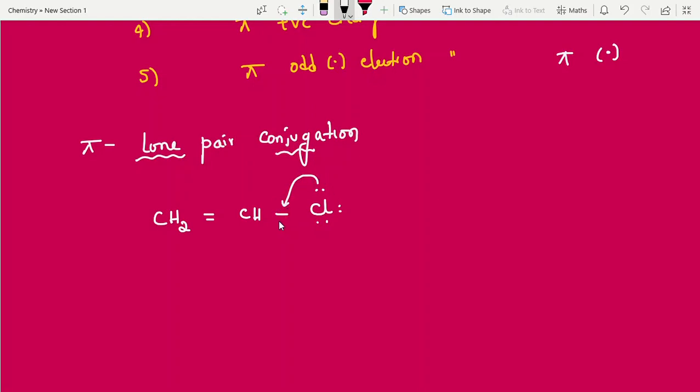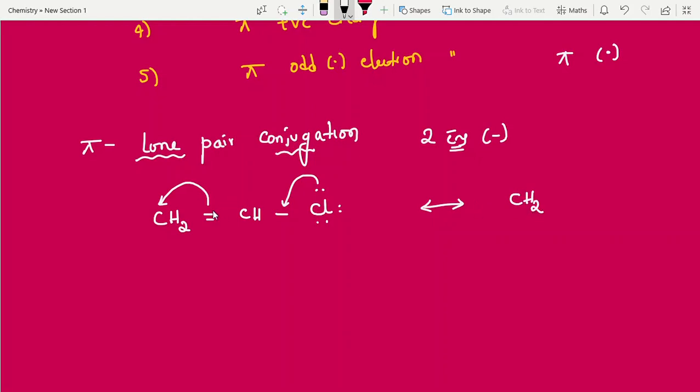Once transferred here, imagine, students, this carbon already has how many bonds? 4 bonds: 1, 2, 3, 4. Now the new electrons coming, 2 electrons, is nothing but a bond. So now it would have 5 bonds, which this carbon can't bear. Immediately the pi electrons shift here. So then what will you get here, students? CH2.